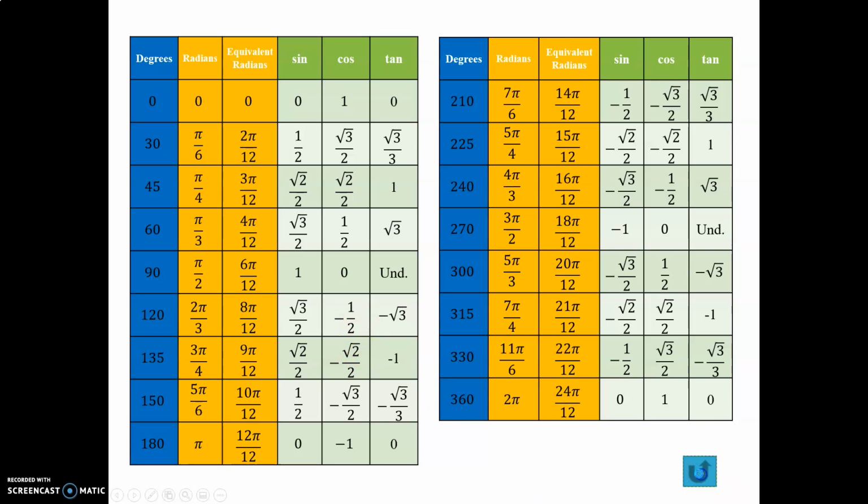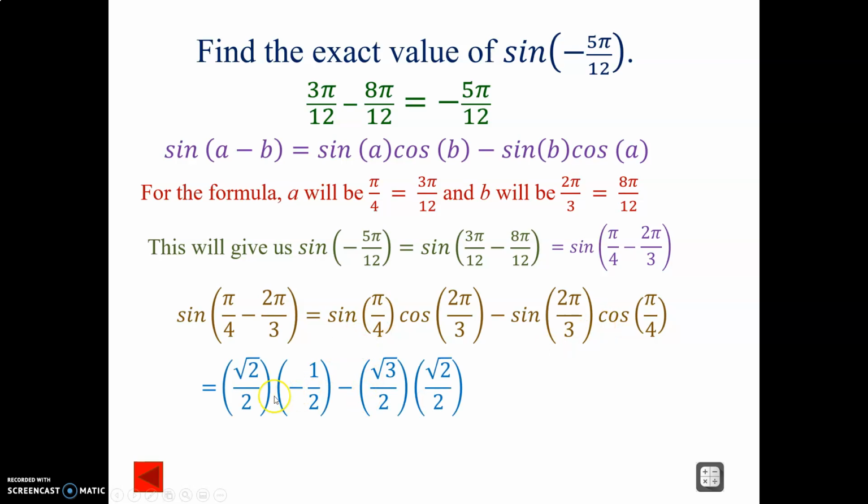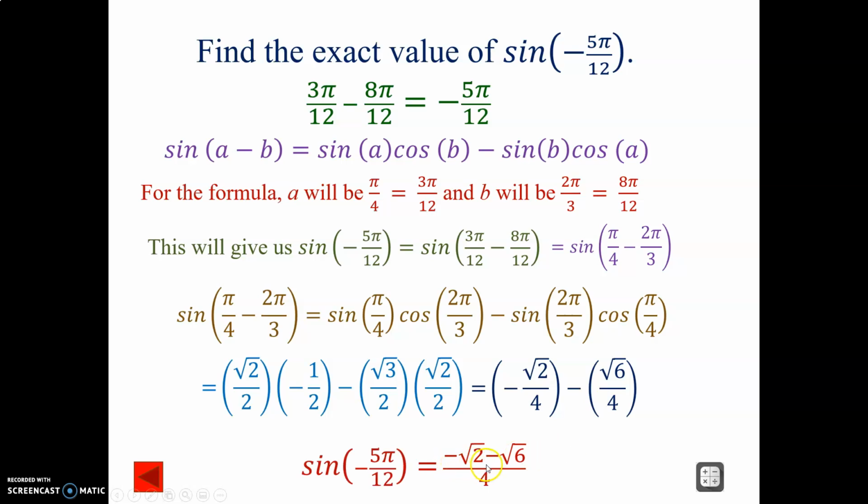So let's see what we get. When we substitute the values in, there's the radical 2 over 2, there's the negative 1/2, there's the radical 3 over 2, and then followed by the radical 2 over 2. Simplify, that'll give us negative radical 2, and right here, this will give us negative radical 6. There's our answer: negative radical 2 minus radical 6, all over 4. All right.